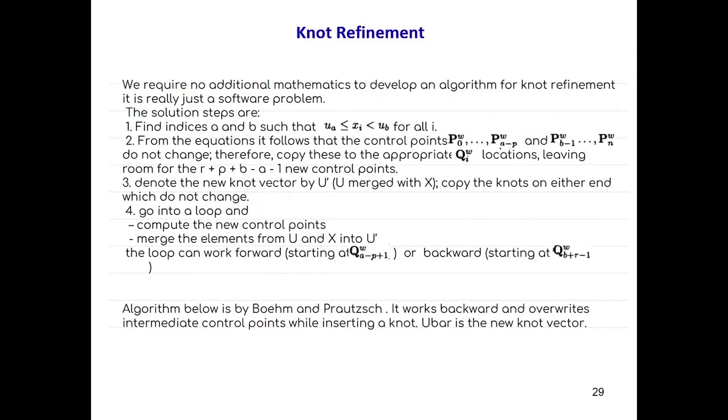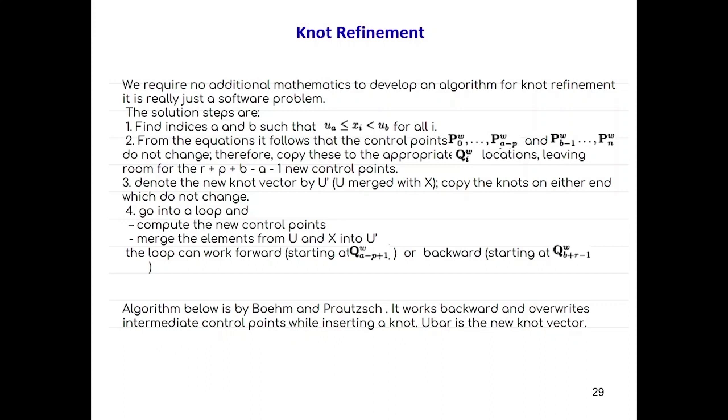Next, we require no additional math to develop this algorithm for knot refinement. It is just a software problem. We find indices a and b, so that they will be less than or equal to, for all i. From the equations, we can follow the control points from P_0 to P_{a-p} and P_{b-1} to P_n. Therefore, we copy these to appropriate locations, leaving room for r plus 1 new control points. These denote a new knot vector where U is merged with X.